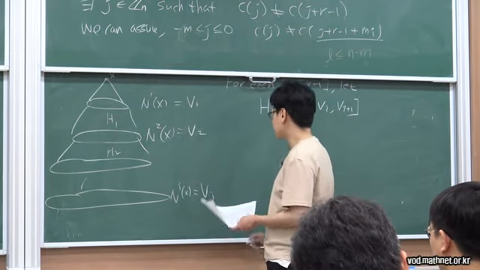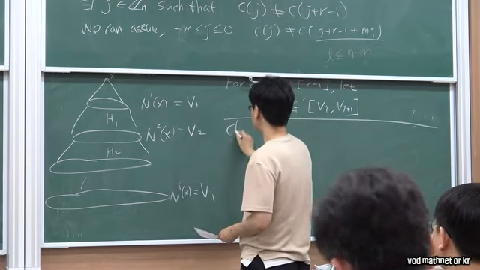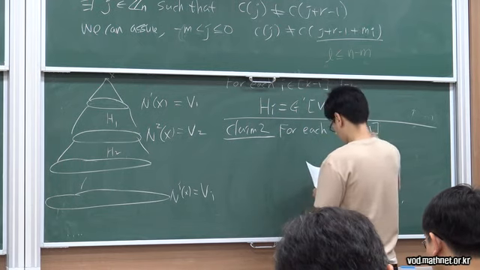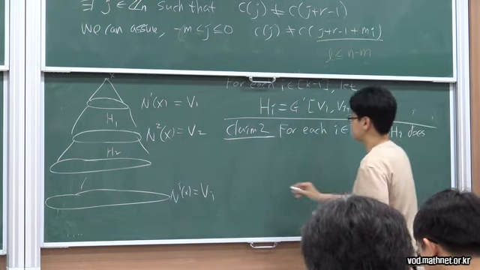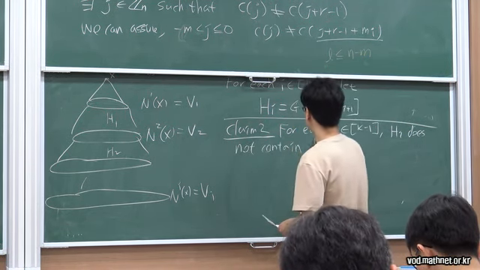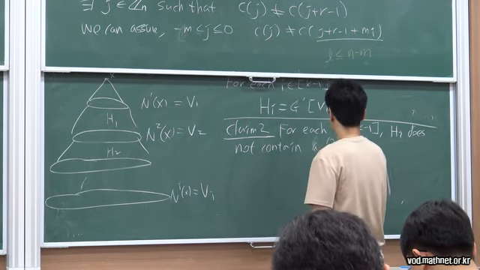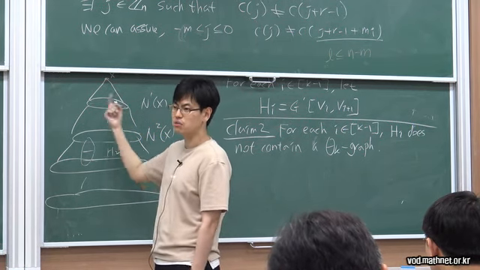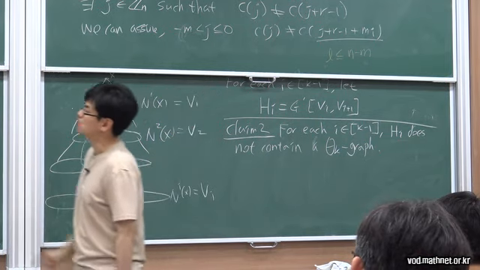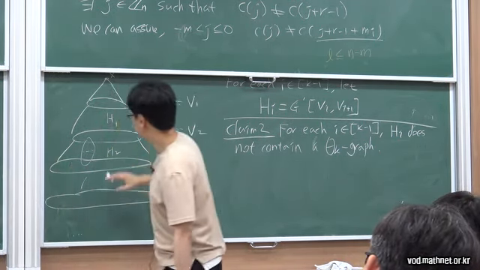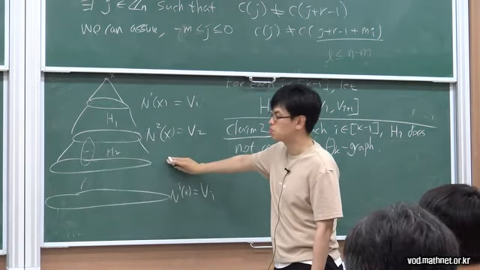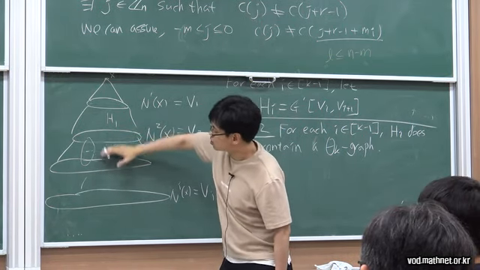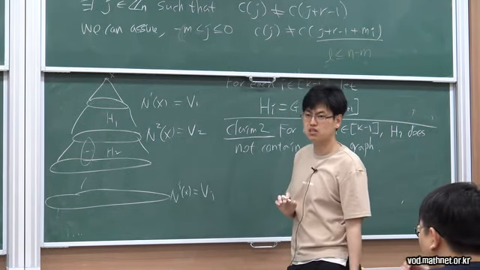So first we show this claim: for each i, this graph H_i does not contain a theta graph. What we want to show is that if there is a theta graph here, then we can find the even cycle, which is a contradiction. And if there is no theta graph, then by using this lemma 2.5, this is sparse. This can be sparse if this one gets bigger. So this is already fixed, and if the next level is small, that means it's getting denser. But if this graph is sparse, then that means the vertices should be widespread. So that's what we want to do.